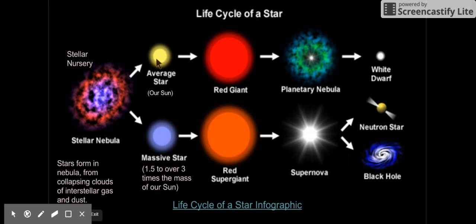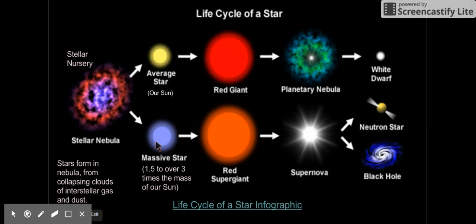Eventually, all of the hydrogen fuses together into helium, and the process begins again, and a red giant forms when the helium fuses. After that happens, for this average-sized star, it will eventually collapse into a planetary nebula once all the fuel is spent and turn into a white dwarf.